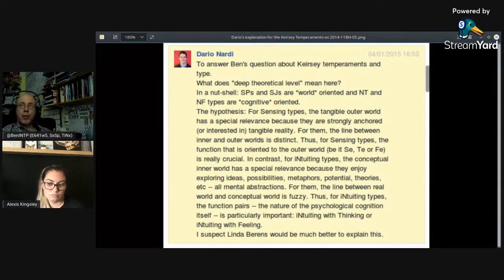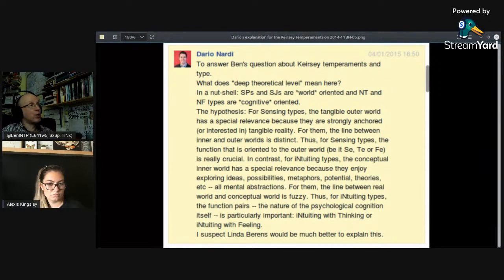Now, I would argue, to add to this, that what we see at the whole type level is that the abstract types do more interpretation. Because they do more interpretation, the nature of that interpretation becomes more important, and that interpretation will be with a judging function: is it with thinking or with feeling? Whereas for concrete types, there's less interpretation because they're concrete.